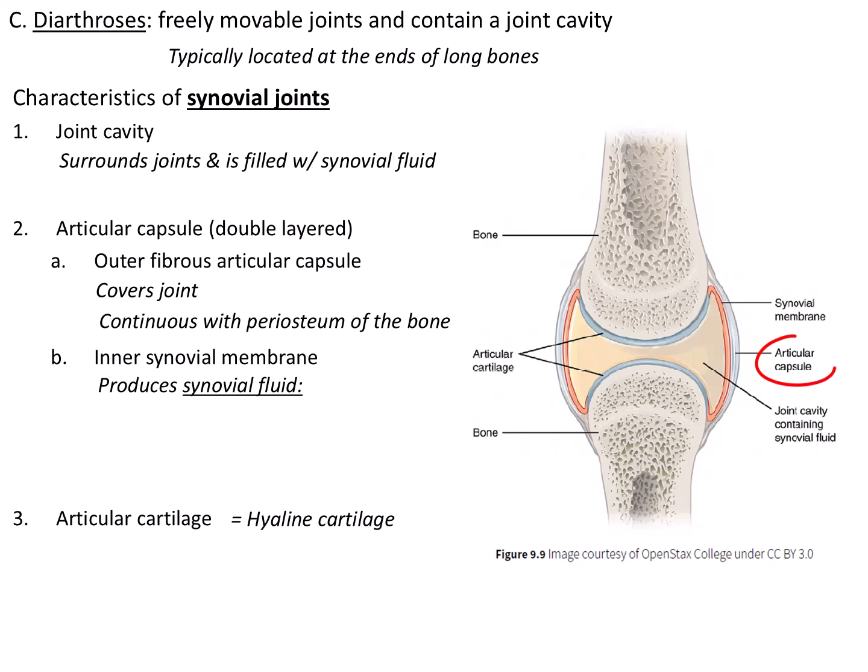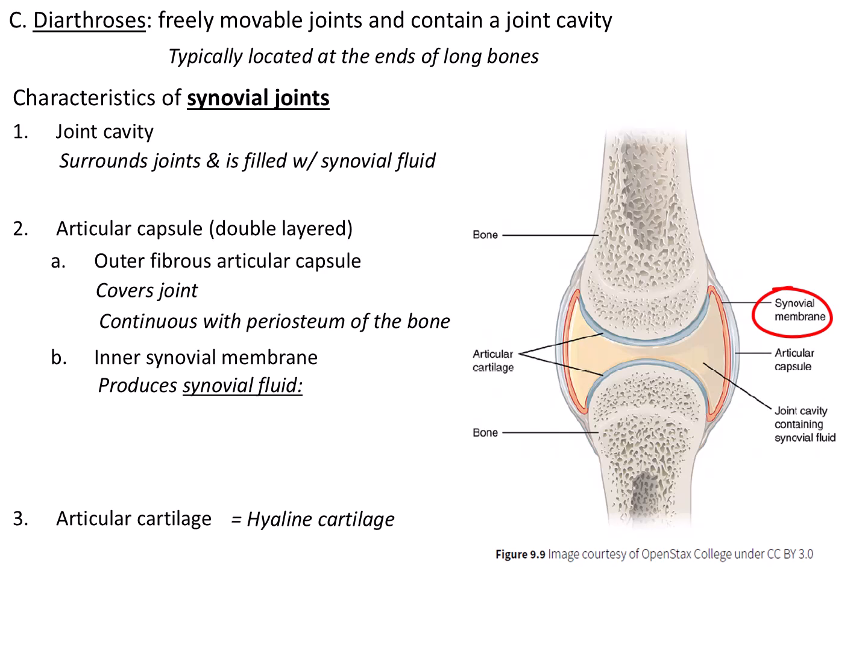An articular capsule covers the joint and consists of two layers. The first layer is an outer fibrous articular capsule, and the inner layer is a synovial membrane. The outer fibrous articular capsule is a fibrous connective tissue layer. It's very tough and consists of dense regular connective tissue and is continuous with the periosteum of the bone. The inner synovial membrane is the inner layer and produces synovial fluid.